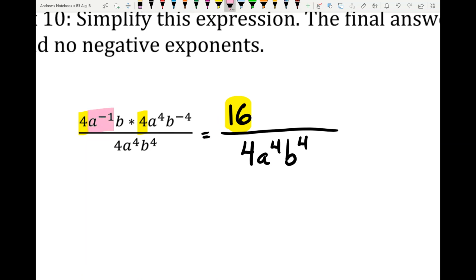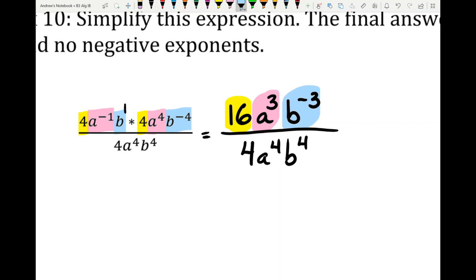All right, cool. That part's done. We had a to the negative 1st times a to the 4th. Now we're mixing properties between lessons. The last lesson that we took a look at, a to the negative 1st times a to the 4th means that we would be adding those exponents together. And so negative 1 plus 4 is going to bring me up to a to the positive third. Last but not least, we've got b times b to the negative fourth. Remember that b has a 1 on it. 1 plus negative 4 is going to bring us down to negative 3 for those b's.